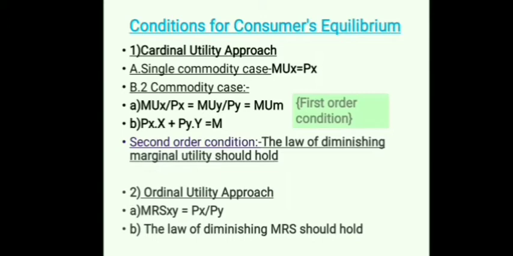First is the cardinal utility approach, and in this, first is the single commodity case. According to this, the marginal utility from the good should be equal to its price. In the case of two commodities, as per this approach, MUX by PX should be equal to MUY by PY, which should be equal to MU of money. Then the second condition is the budget constraint, that is, price of X into its quantity plus price of Y into its quantity should be equal to the money income of the consumer. Then the second order condition states that the law of diminishing marginal utility should apply at the point of equilibrium.